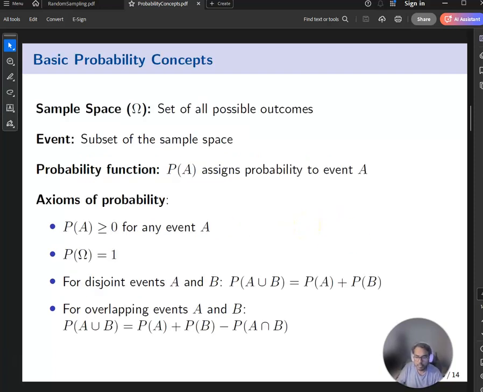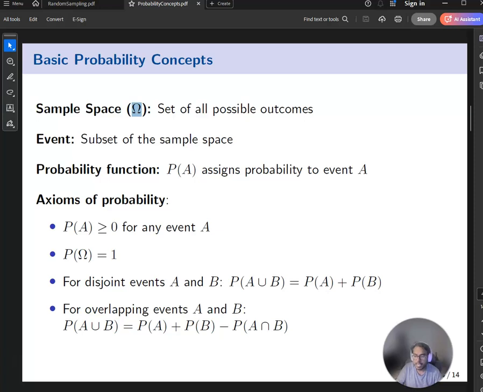So let's get into some of the fundamental concepts of probability. First, we need to understand what we call the sample space represented by this cap omega symbol. So what this symbol represents is the set of all possible outcomes in our experiment or the random process. For example, if you're flipping a coin, our sample space has two potential outcomes, heads and tails. If we are rolling a six-sided die, our sample space has six outcomes, 1, 2, 3, 4, 5, and 6.